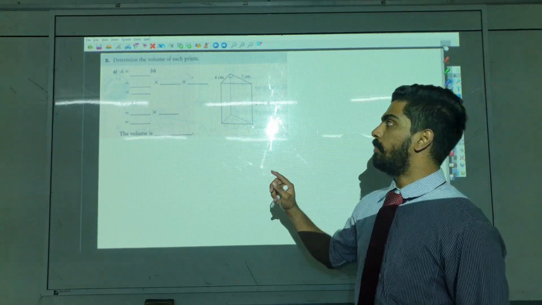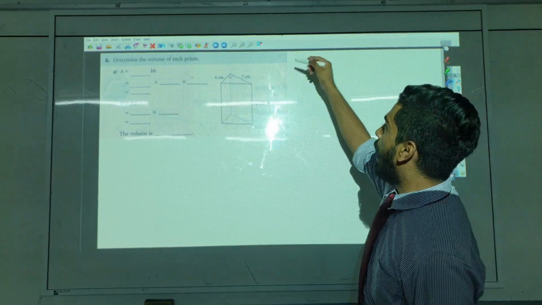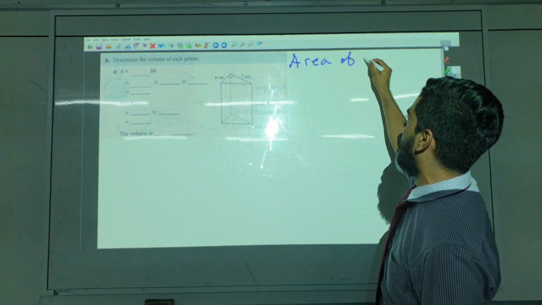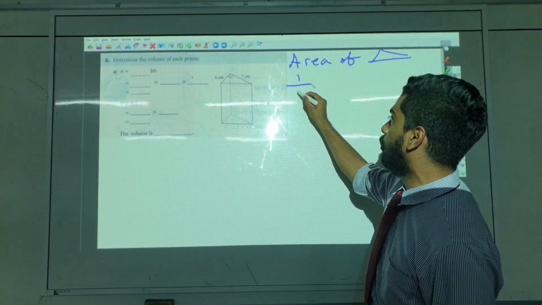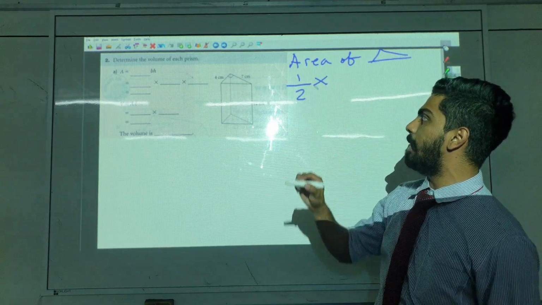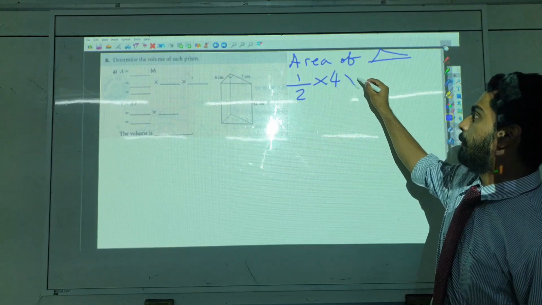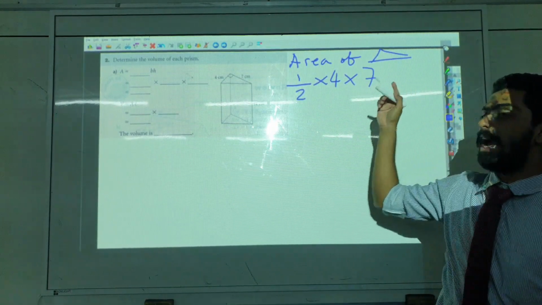Take. Good. Now, what is the base here? The base is a triangle, right? Yes. So, how do we find the area of a triangle? Area of triangle. So, we have 1 over 2 multiplied. What is the base? The base is this one, right? So, 4 multiplied. What is the height? 7. Very good. What can simplify?